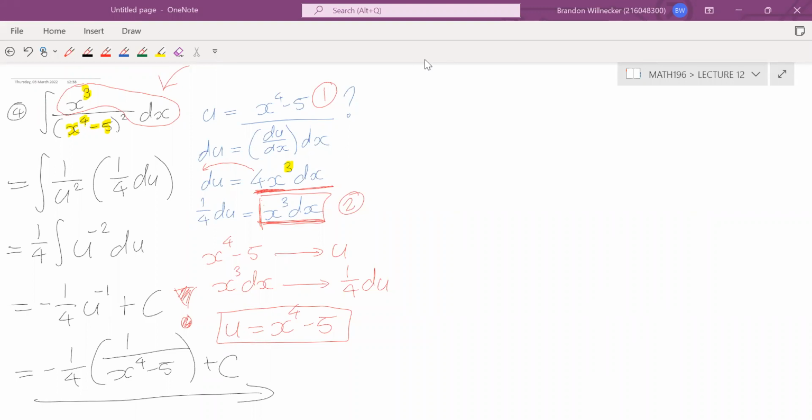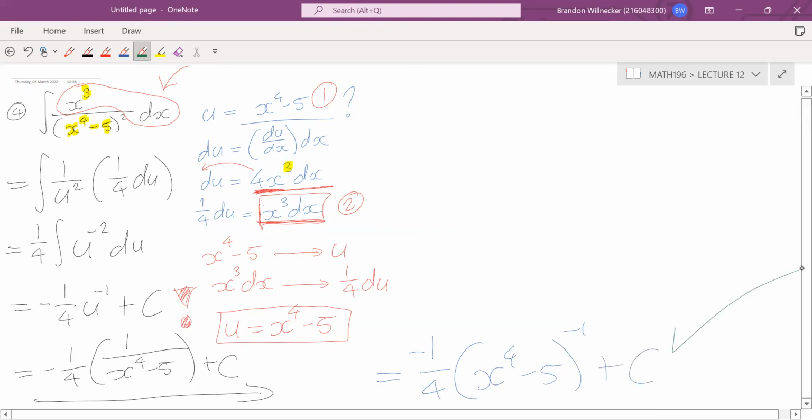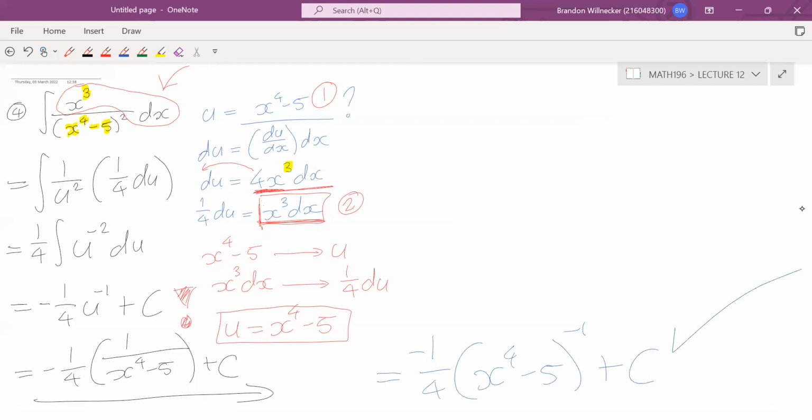Yes, you got a question? Are we always supposed to leave u in a positive exponent? Oh, no, you can leave it with negative exponents. That's fine. So over here, if you wrote -1/4 x to the 4 minus 5, to the -1, plus c, that's perfectly fine. You'll get all the marks for that. But if you want to write it like the fraction, that's fine as well. They're both the same.